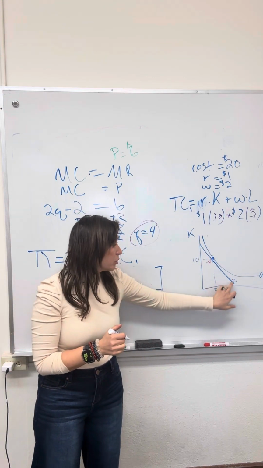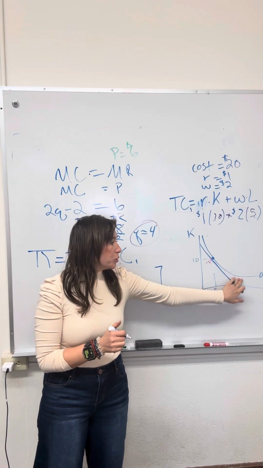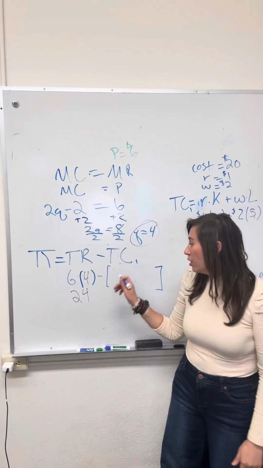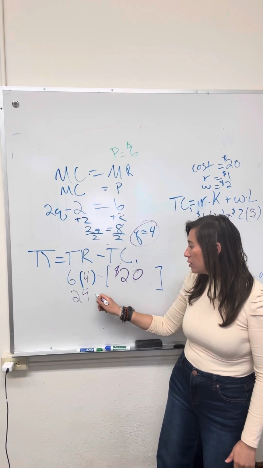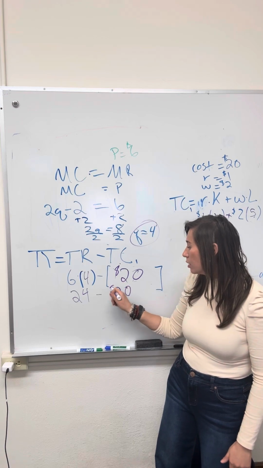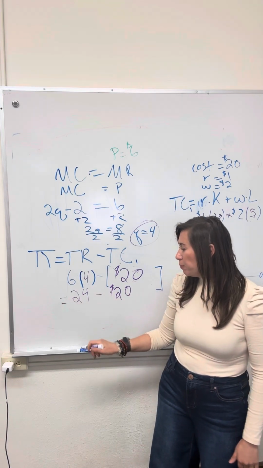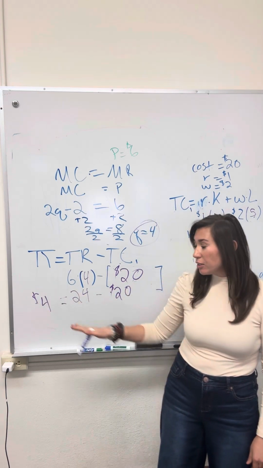So the $20 is represented by our total cost line here to produce 4 units, again at a point of tangency. So I go back to my profit equation and I plug in that total cost to produce 4 units of $20, okay? And so then I get a profit in the marketplace of $4.